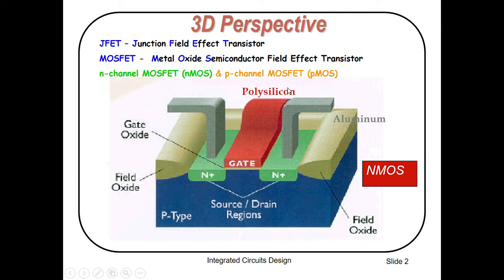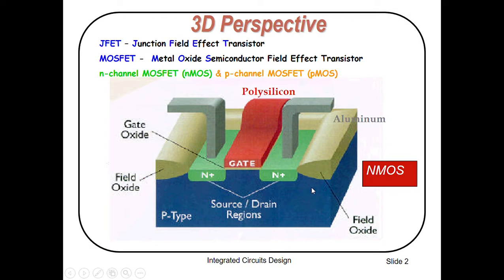You can see in the red it's polysilicon. It is called the gate. While in the green you can see these two N plus diffusions. These are the source and the drain. You apply voltage at the gate and the drain, and it controls the current between source and drain.